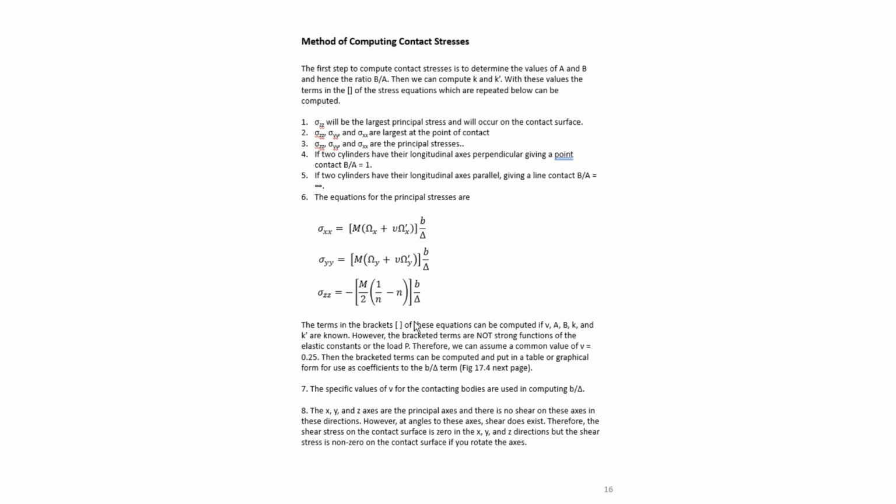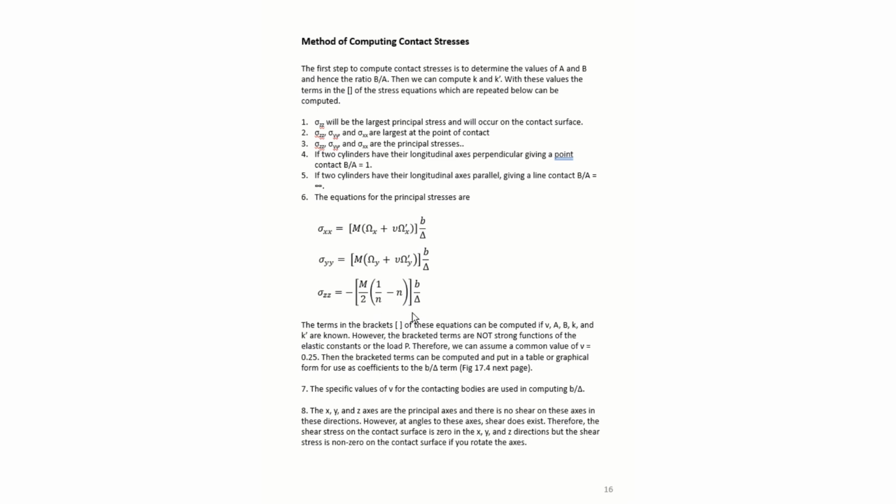The terms in the brackets of these equations can be computed if we know Poisson's ratio, A, B, K, and K prime. Now, an interesting thing to note is that the bracketed terms are not strong functions of the elastic constants or the load P. What that means is they're not strong functions of the material properties or the loading. So we can often assume a value of Poisson's ratio, and then we can put the bracketed terms in a table or a graph, and based on our B over delta term, we can compute the stresses.